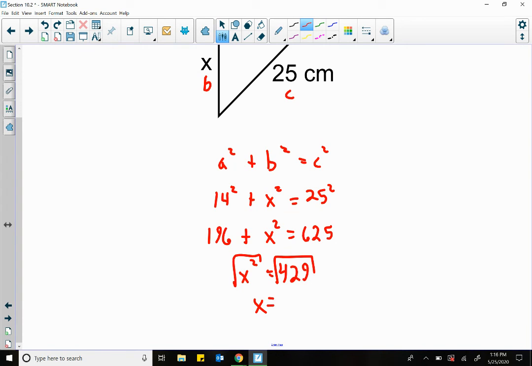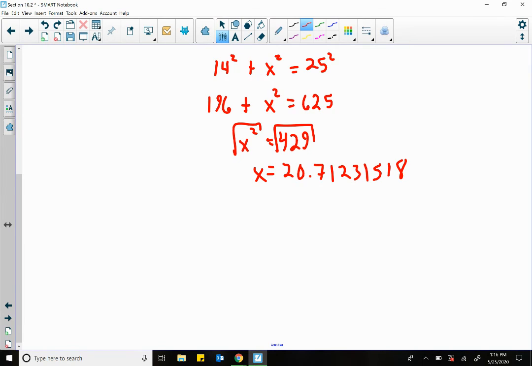So x is equal to, go to your calculator, 429, hit second x squared, because that's where your square root is. So you hit second x squared, and you put in the 429, and your calculator kicks out a long decimal of 20.71231518, and you'll read that fine print under your box of the answer, okay? And most likely it'll either say round to the nearest whole number, 10th, or 100th, okay? So I'm going to say let's round to the nearest 10th.